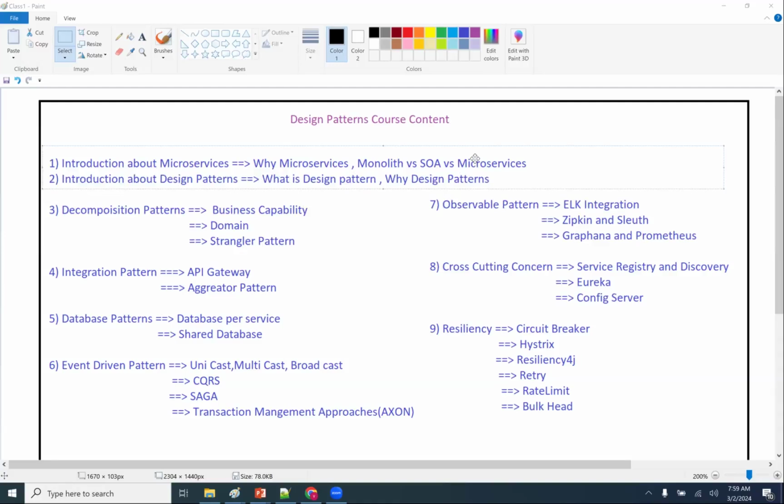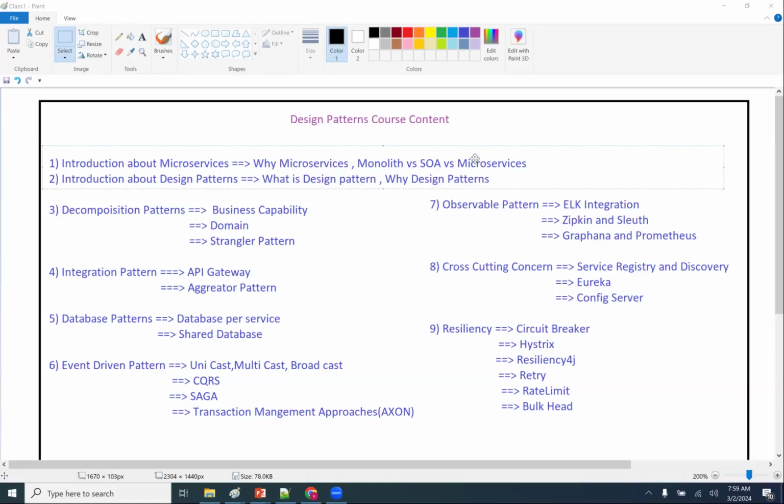So meaning the concepts covered here will be covered there itself? No, I will not cover all these design patterns there. Mainly two or three design patterns will be covered in the microservices course.